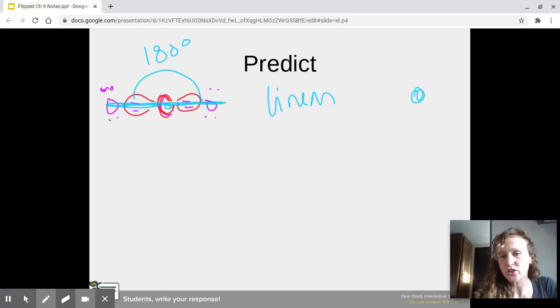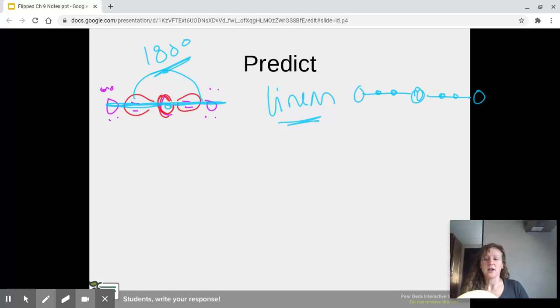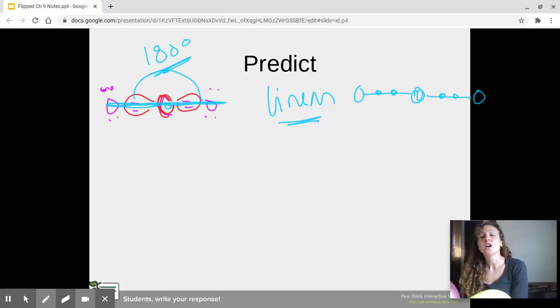And anytime you have a central atom attached to 2 other things with your electrons repelling here, you're going to get 180 degrees, and we're going to call this a linear molecule. So pretty straightforward, right? What's going to happen when I add a 3rd balloon in here? Okay, so take a minute, write down a prediction. What is the shape going to look like, and what's going to be the angle of your bond? See if you can predict that while I try and tie this balloon up.